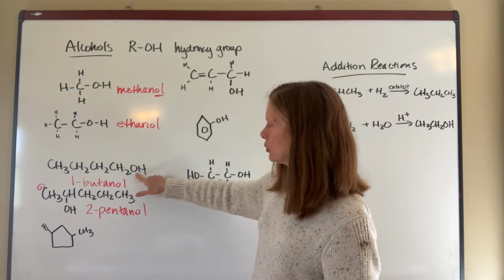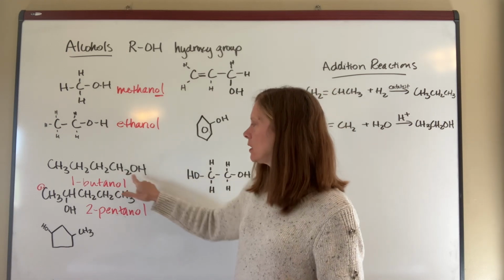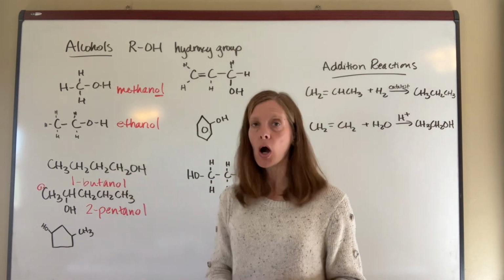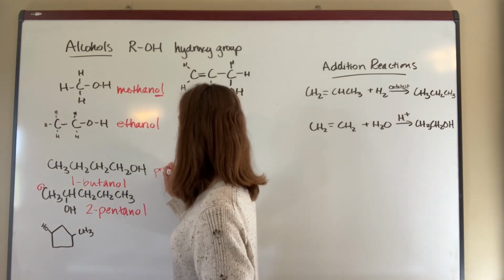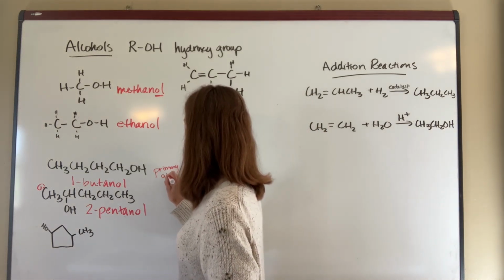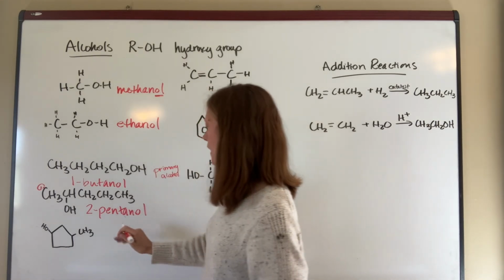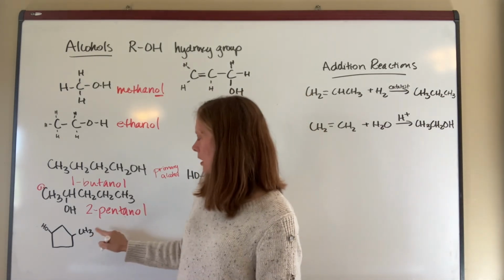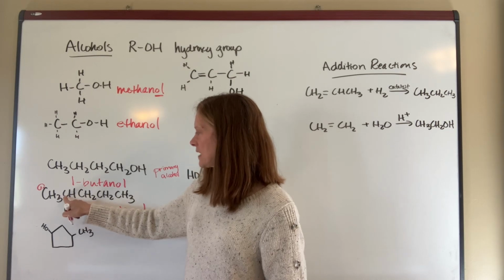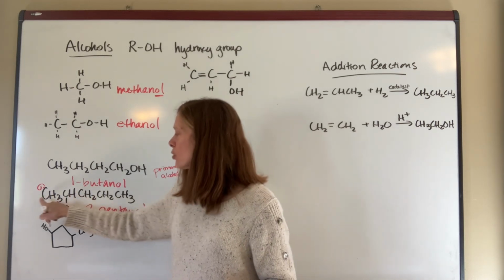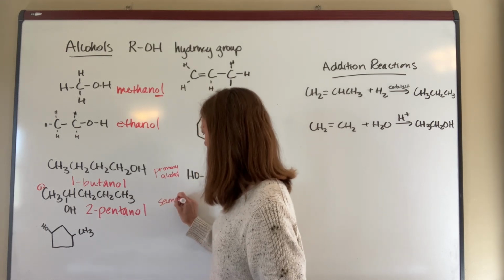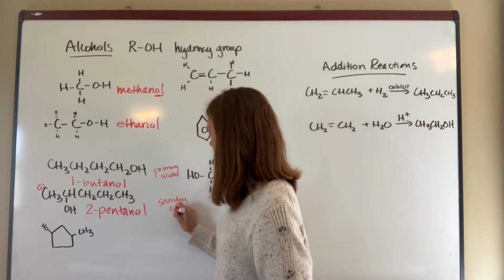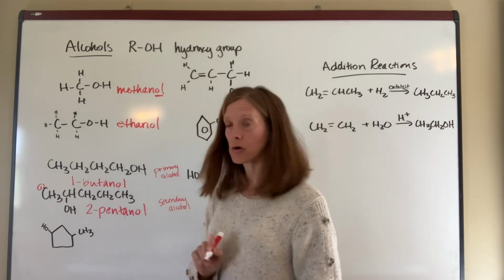All right. If I have other groups, well, before I do that, I want to point out that here, this alcohol group is attached to a carbon that just has one other carbon attached to it. And this one is going to be called a primary alcohol. Now, on this alcohol, this hydroxy group is attached to a carbon that has 2 other things attached to it. So this one is called a secondary alcohol.